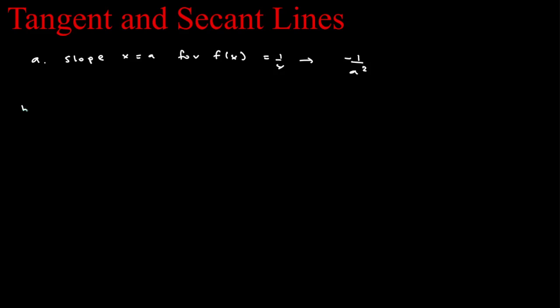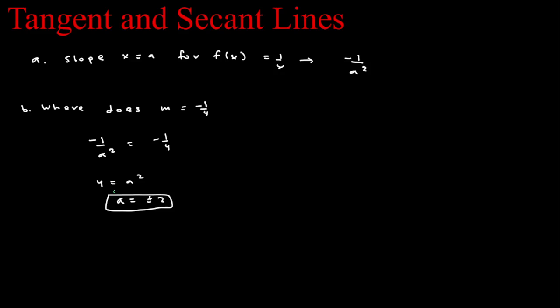So given this, where does m equal negative 1/4? And m is the slope, right? So it's just a plug-in problem. Minus 1 over a squared is equal to minus 1 over 4, right? We get 4 is equal to a squared, and so a is equal to plus or minus 2. Remember, when you take the square root of this, it could either be plus or minus 2 because it's a squared, right? So either at a is equal to 2 or negative 2, our slope is going to be negative 1/4.